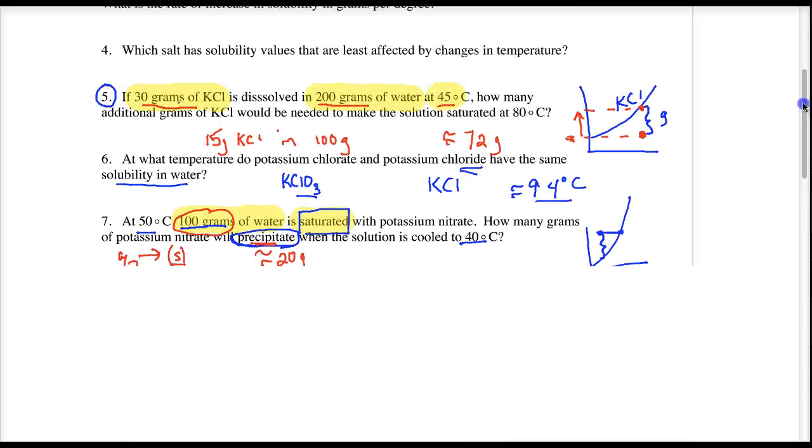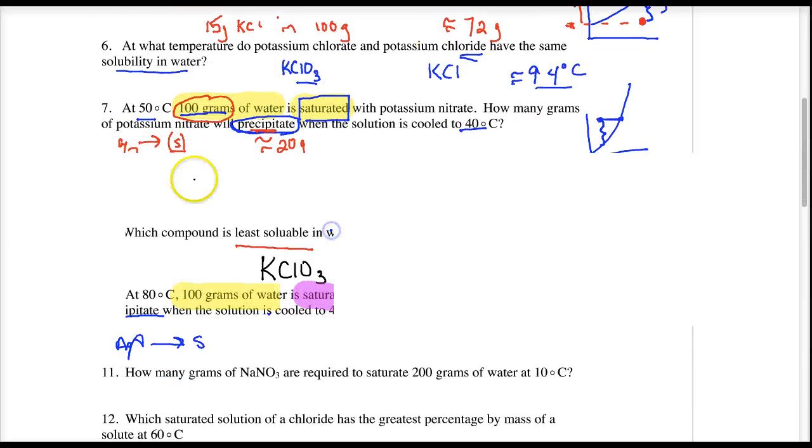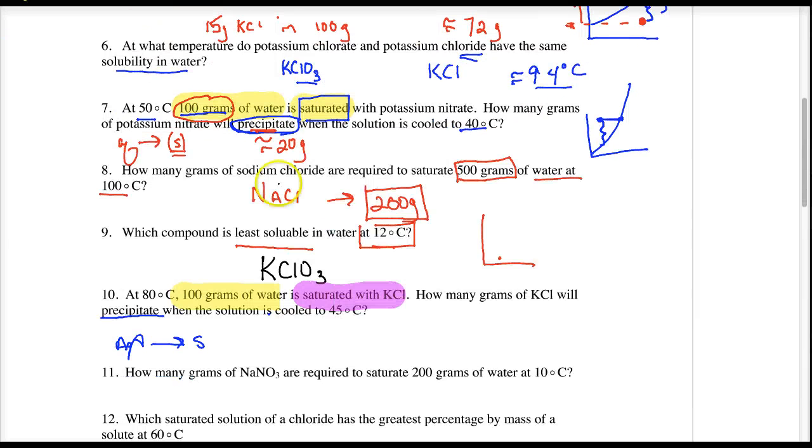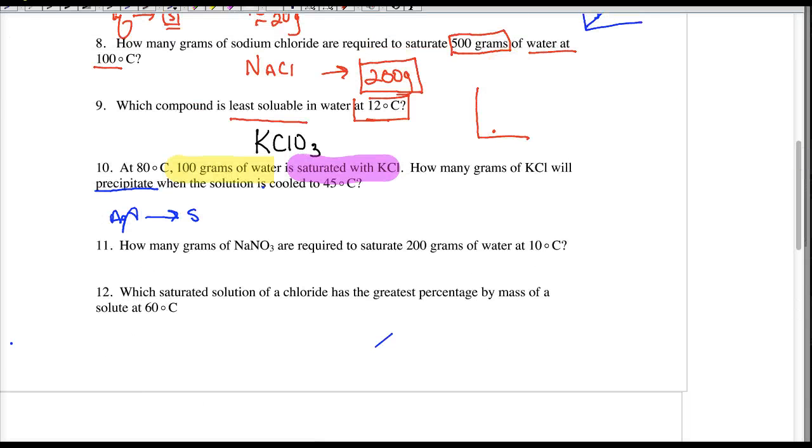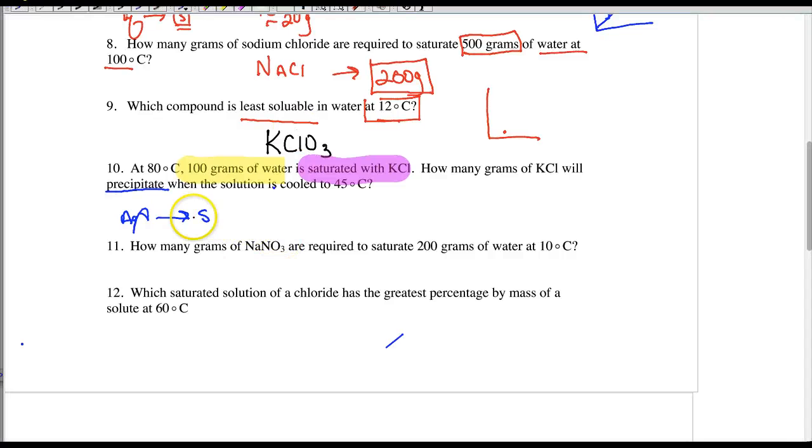Oops. I'm not sure what just happened there. Let's go back. So an aqueous solution is becoming a solid. Having some minor technical difficulties here. All right, here we go. So aqueous is becoming a solid. You can read that as aqueous.